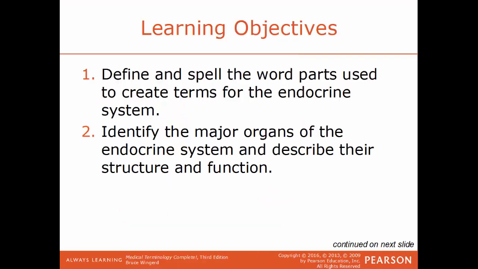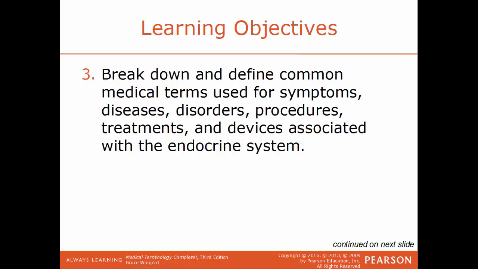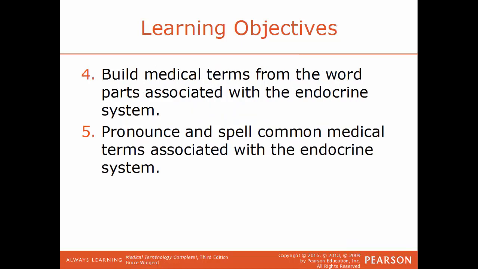Learning objectives for this chapter. Define and spell the word parts used to create terms for the endocrine system. Identify the major organs of the endocrine system and describe their structure and their function. Break down and define common medical terms used for symptoms, diseases, disorders, procedures, treatments, and devices associated with the system. Build medical terms from the word parts associated with the endocrine system. And lastly, pronounce and spell common medical terms associated with the endocrine system.